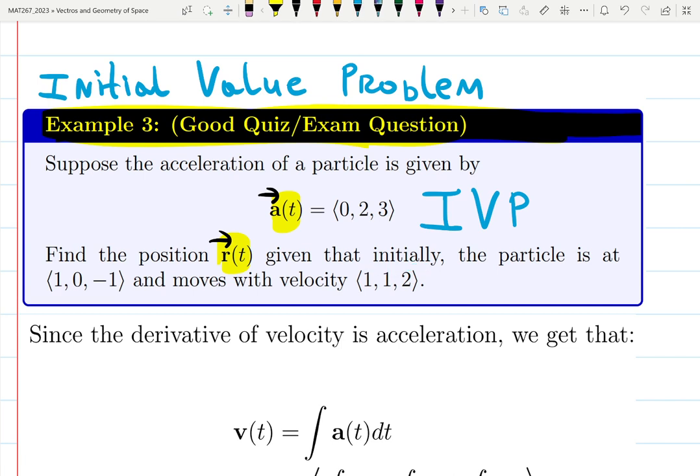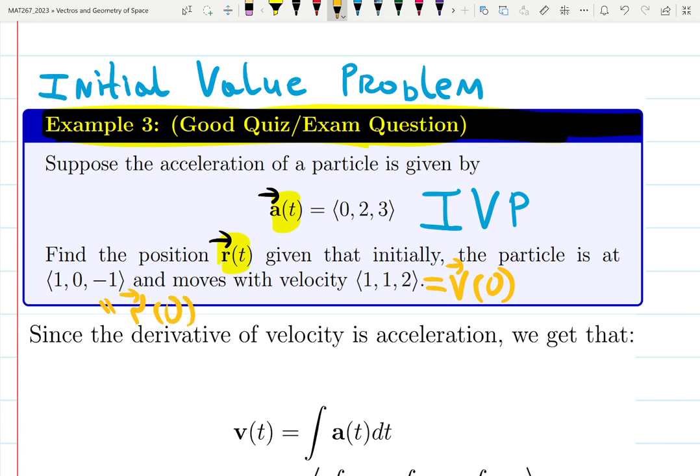And we have some initial values, 1, 0, minus 1, and 1, 1, 2. We need to figure out which one is which. This is the obvious one, velocity. That means it's the initial velocity. Initial velocity has the notation v at 0. And it used to be a number in Calculus 1. So in this case, the difference is only that it is a vector now. And the other one is where the particle is. So the position of the particle originally given is r sub 0.